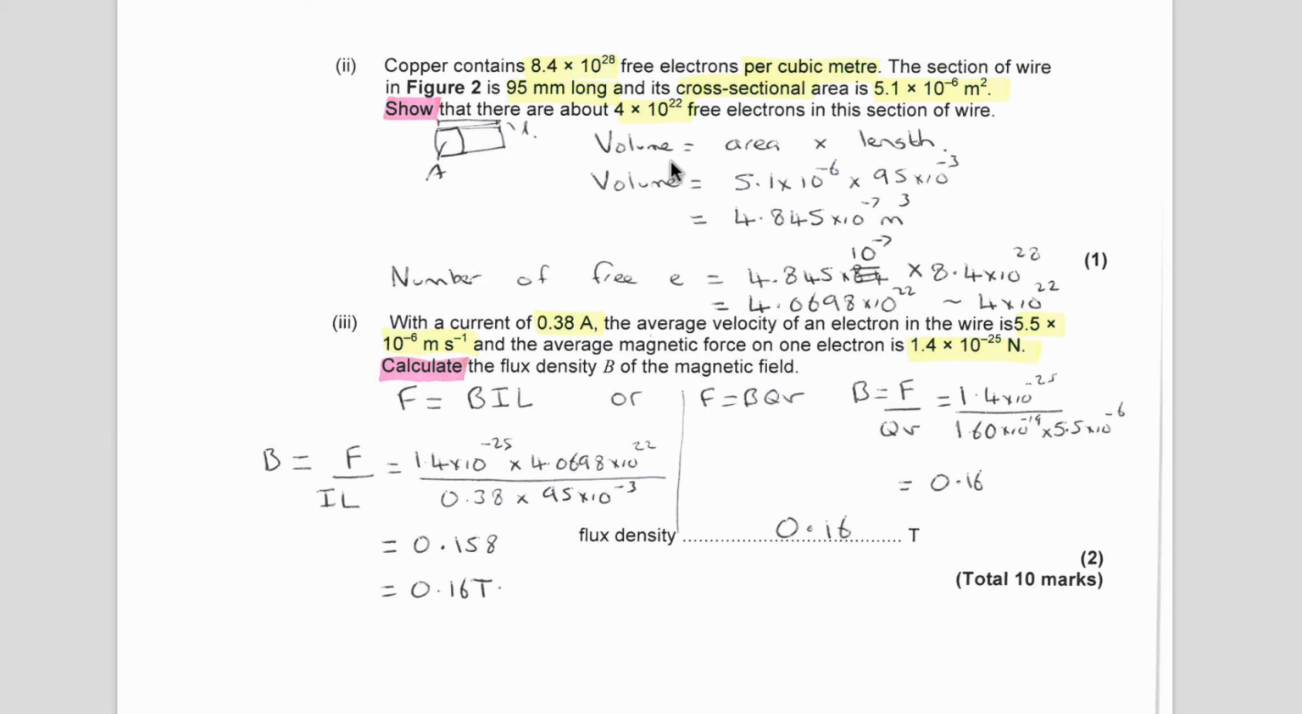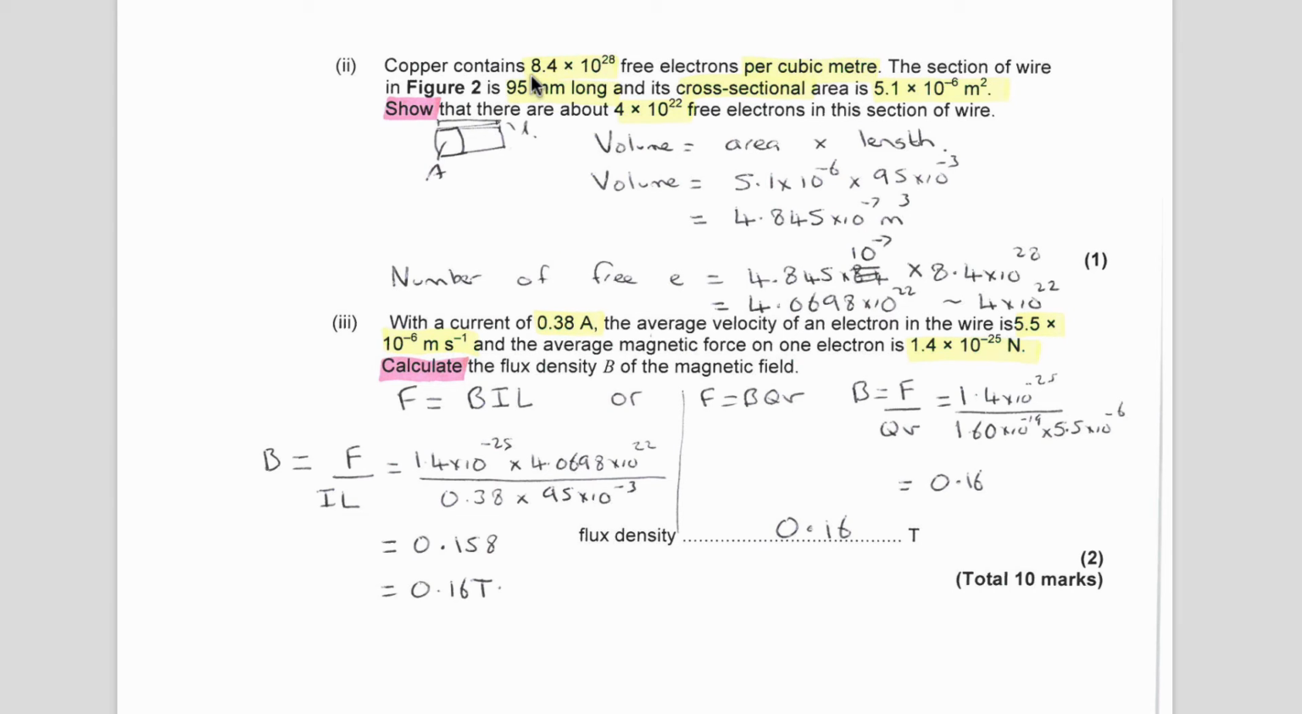So the way we're going to do this is we basically need to work out the volume first. So obviously volume is the area of the cross-section multiplied by the length. So therefore the volume is 5.1 times 10 to the minus 6 square meters multiplied by 95 times 10 to the minus 3 meters. So we've converted our millimeters into meters. And if we do that, we get 4.845 times 10 to the minus 7 cubic meters.